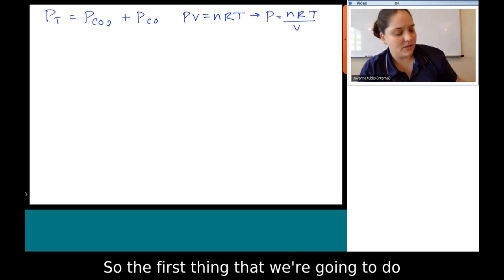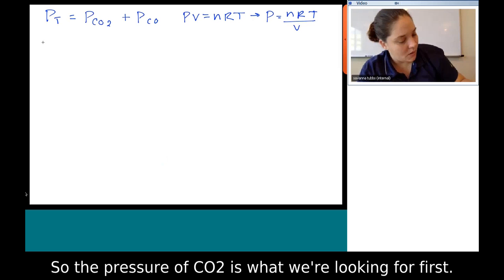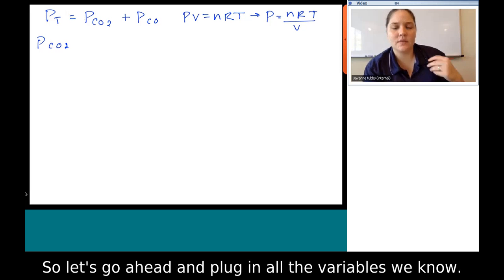So the first thing that we're going to do is work with the pressure of CO2. So the pressure of CO2 is what we're looking for first. So we're using this equation here, so let's go ahead and plug in all the variables we know.